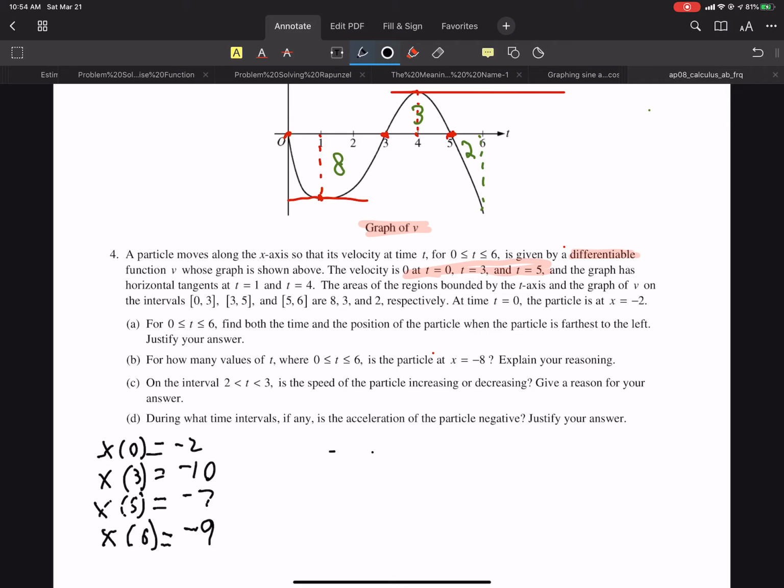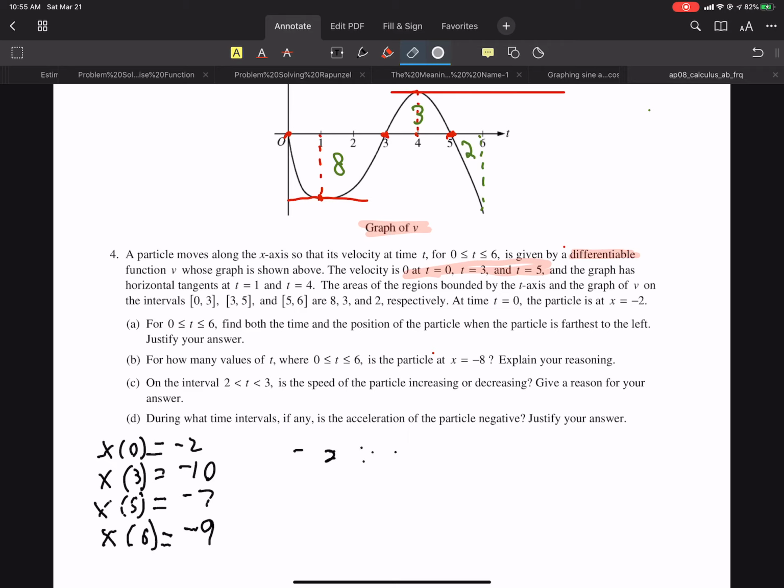Okay, so those are basically the maxes, mins, or relative maxes and relative mins of this whole function. So if we want to know how many times x equals -8, we could use the intermediate value theorem. So let's see, we have -2 is less than or equal to -8. Let's back up, sorry about that.